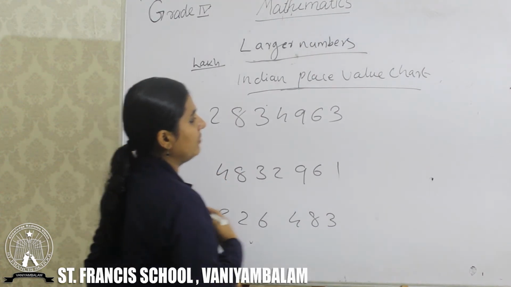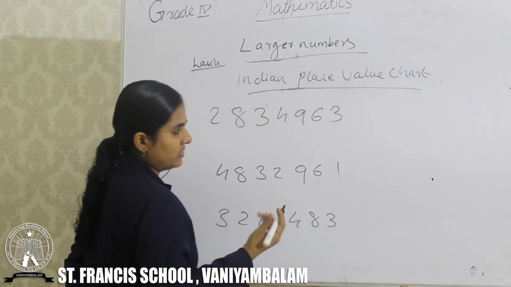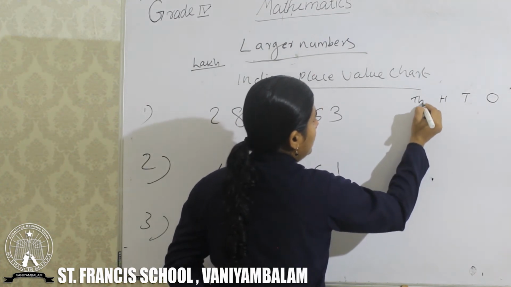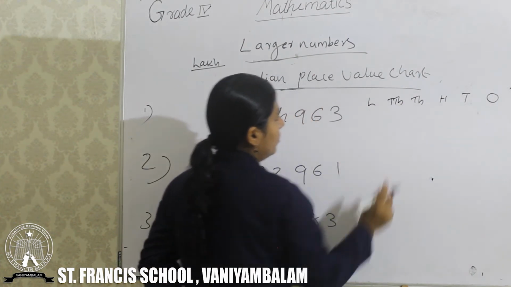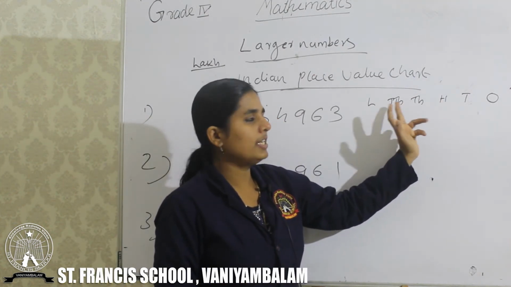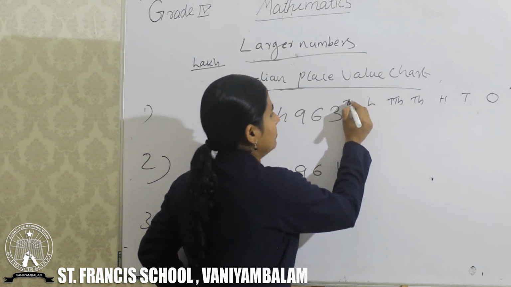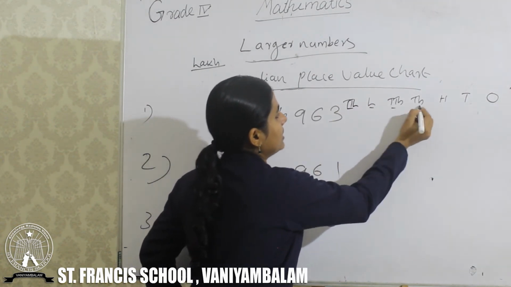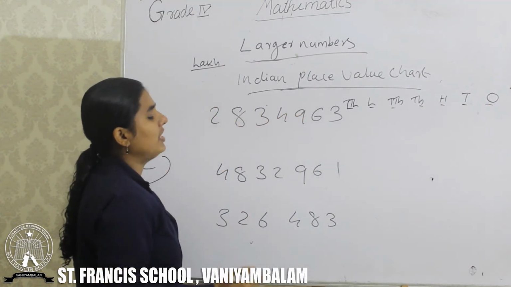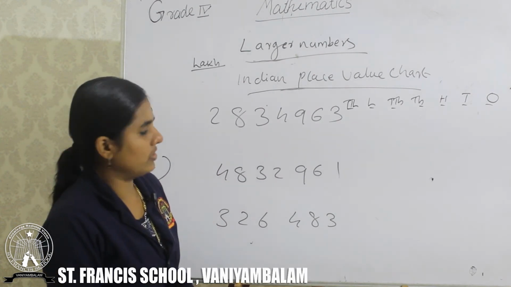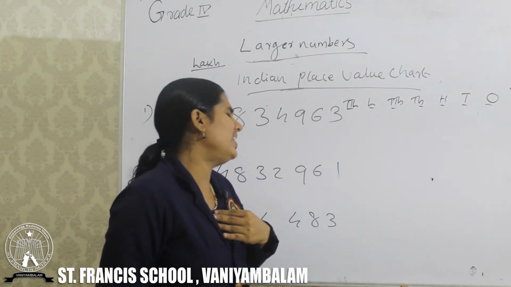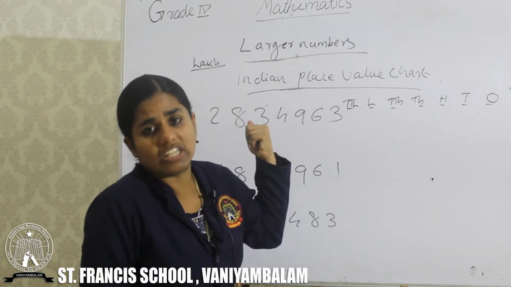Very simple. First, what do we want to do? First we want to write the place value chart: ones, tens, hundreds, thousands, ten thousands, lakh and ten lakh. This is the place value chart of the Indian system of numeration. Then we can write the digits below the place value chart. Every time, we place them from the right side itself.